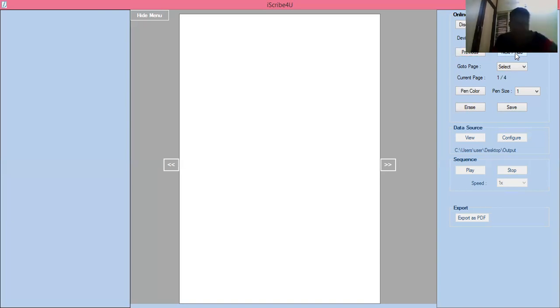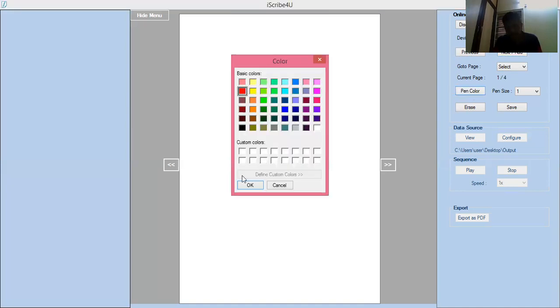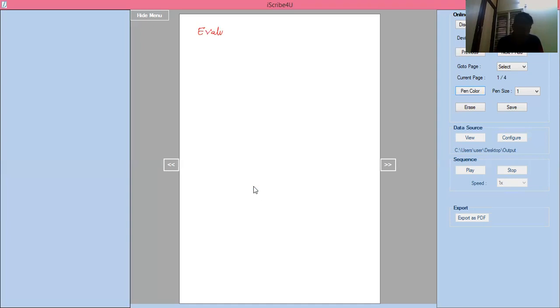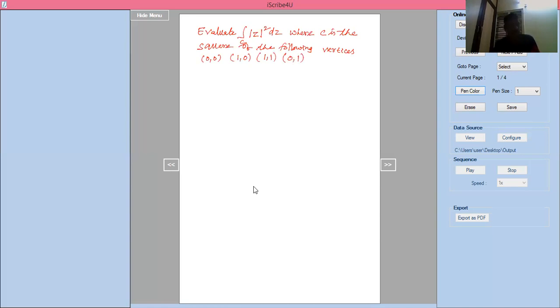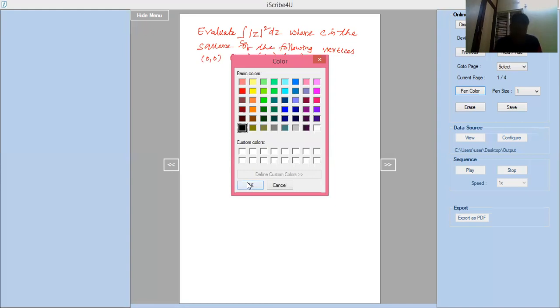Next we can see one more problem in this. Evaluate integration of c modulus of z square into dz, where c is the square of the following vertices: 0, 0, 1, 0, 1, 1, 0, 1. Solution.